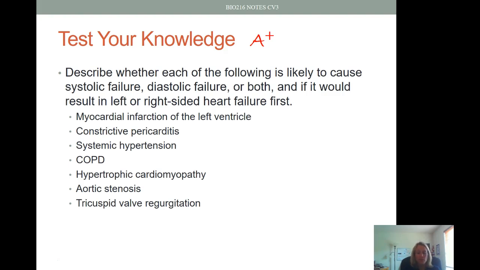Tricuspid valve regurgitation. The tricuspid valve is on the right side of the heart. The heart's going to have to keep repumping the same blood over, and this can cause a systolic failure of the right heart.